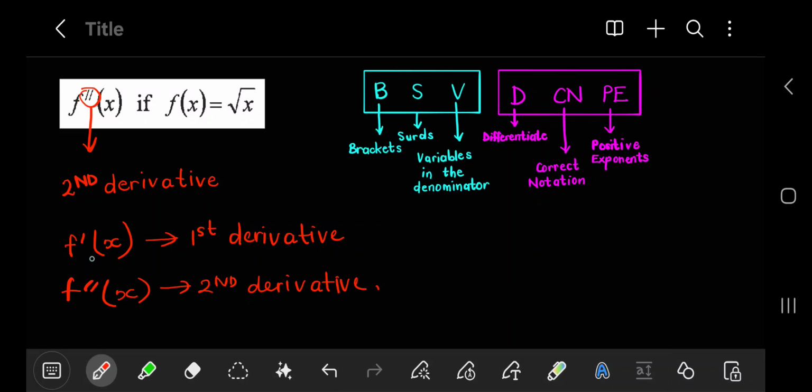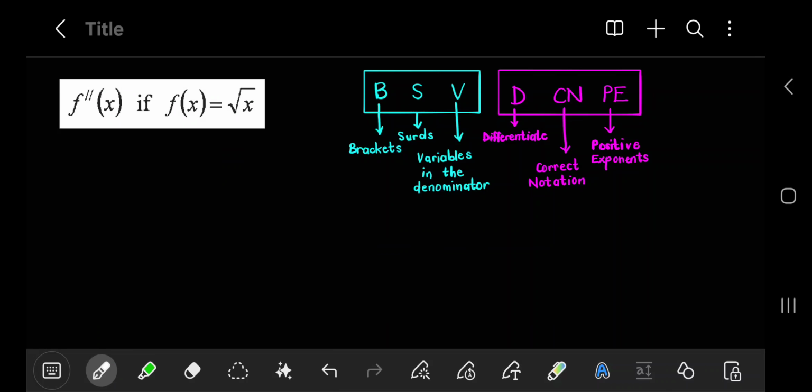Okay, so let us focus on getting f prime x. Let's get the first derivative. Now, to get f prime x, we are given f of x as the square root of x. Firstly, we do not have any brackets, but we do have a surd. So you know that you need to rewrite your surd as an exponent. A square root as an exponent is 1 over 2. Next, we check for variables in the denominator, which we do not have, so we can go on to differentiating.